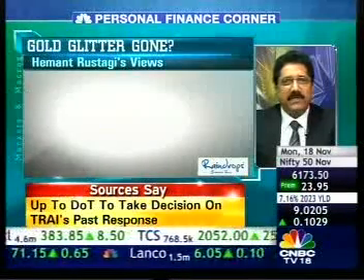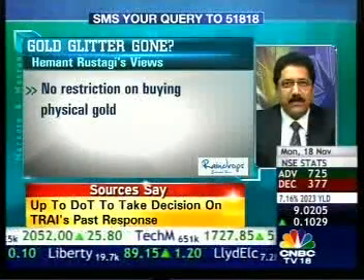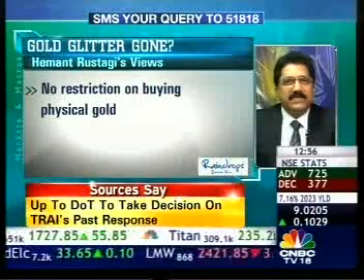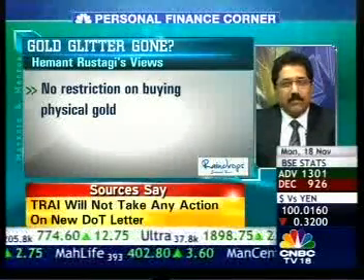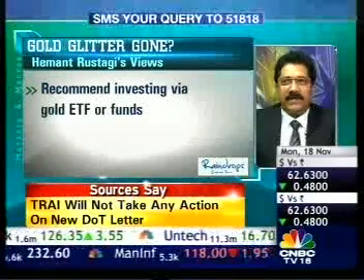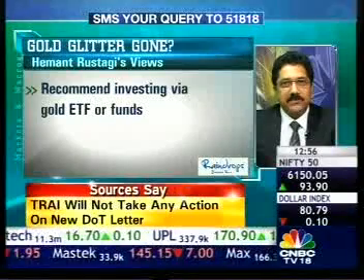Also there is no restriction on buying gold. But my view is that if somebody is looking to buy gold for investment, then it makes sense to go for paper gold like gold ETF and gold savings fund. But it's also important to understand that currently one cannot even raise a loan against these two options.